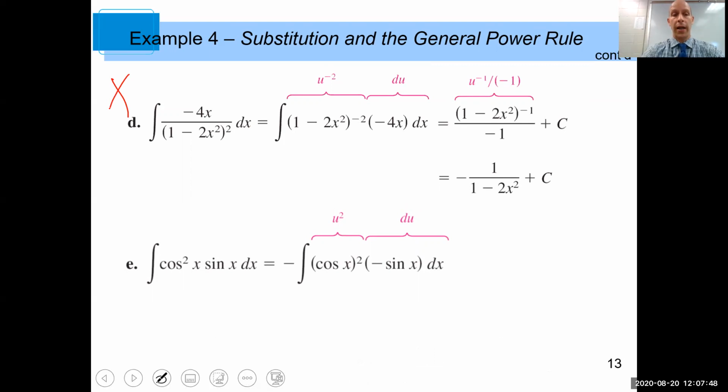So you want to let u be the higher degree trig function here. So here we're talking about the cosine squared. So that's going to be your u. In this case, think of it as u squared. Now here's the one you got to be careful with here.